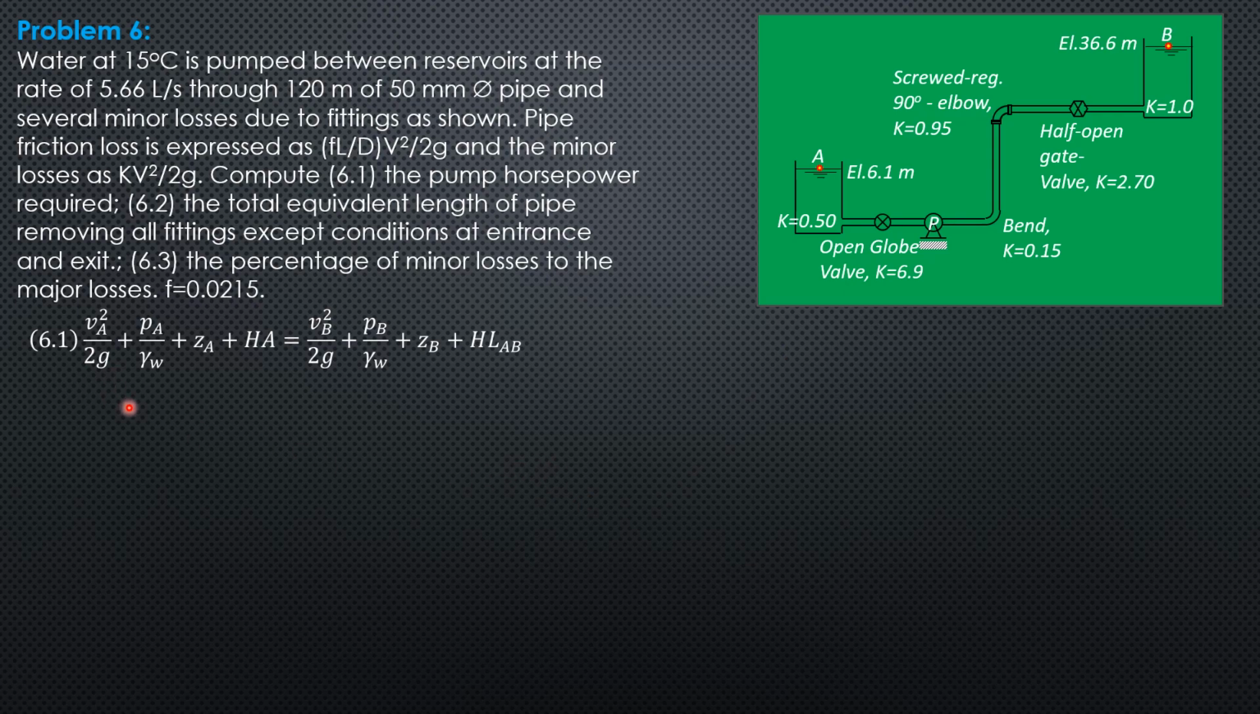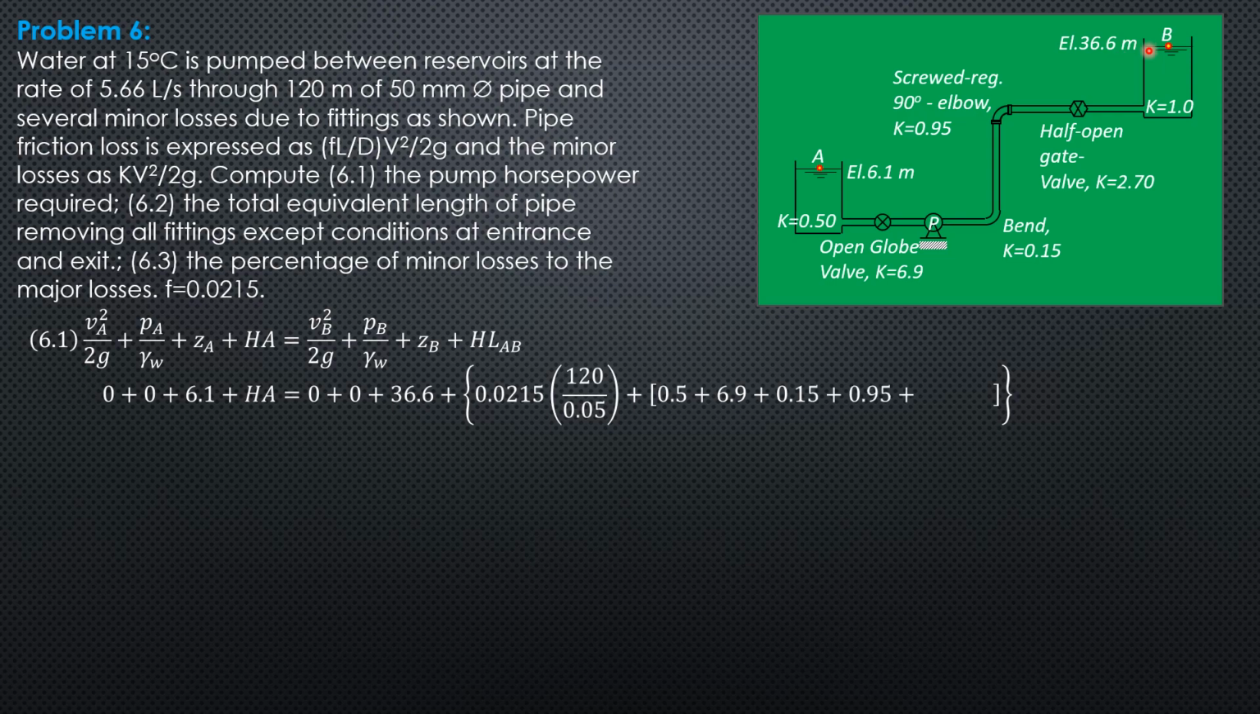Velocity head at A is 0, negligible. Pressure head 0, exposed to the atmosphere. Then plus elevation head 6.1 plus head added by the pump equals velocity head at B 0, pressure head 0, elevation head 36.6 plus head loss from A to B.